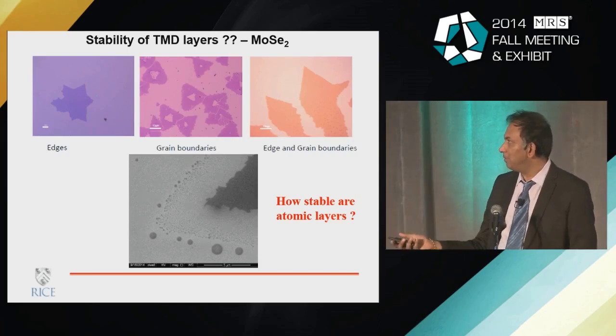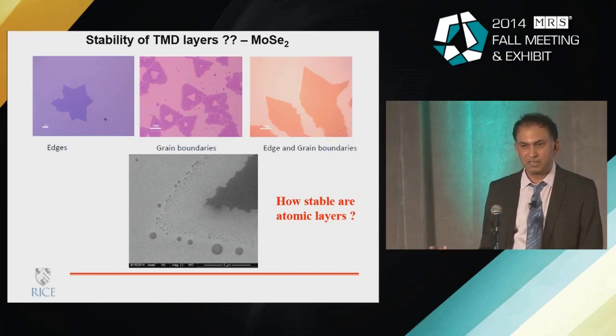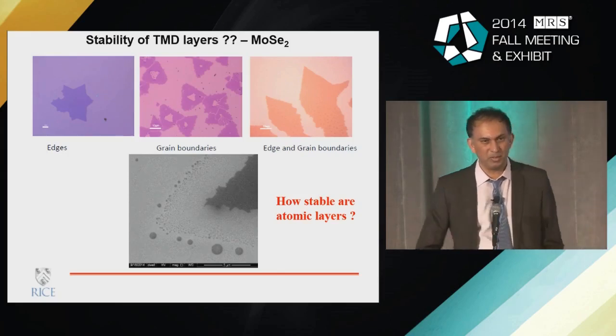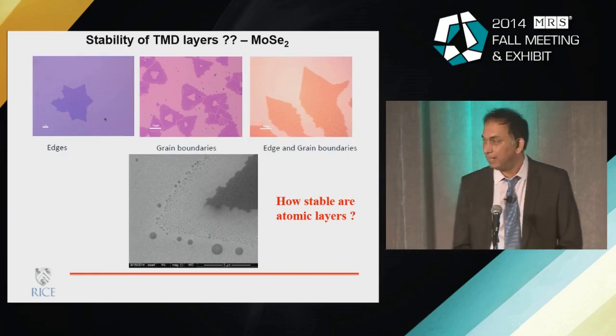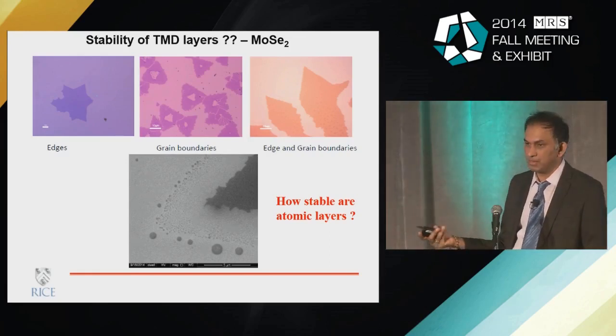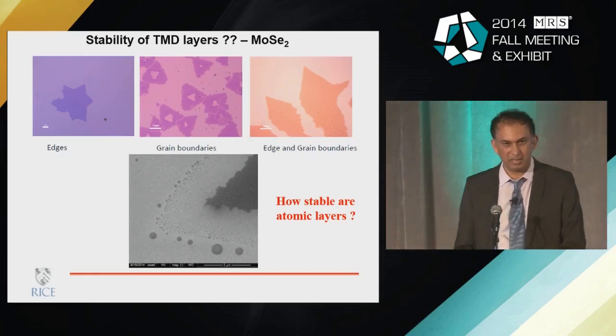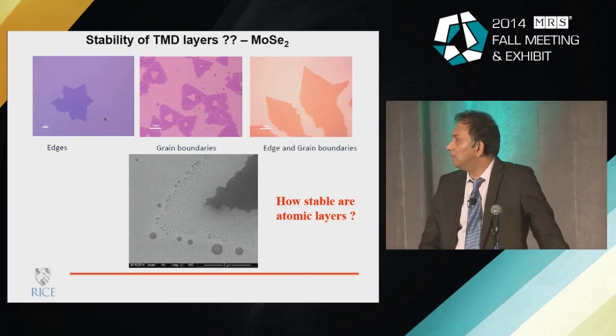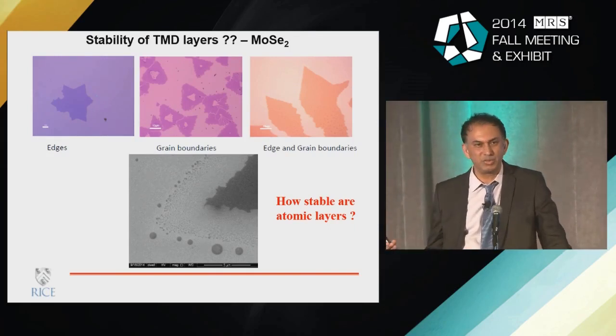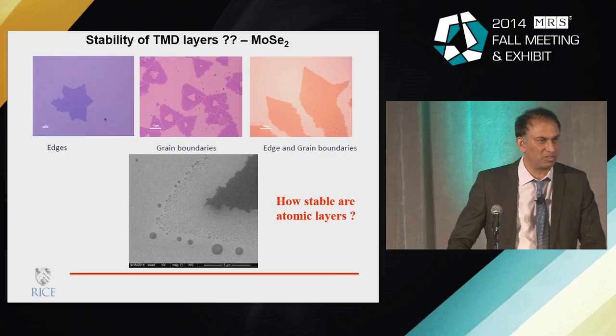This is an interesting example of molybdenum selenide, a monolayer, which we simply expose to air, not doing anything, not even applying temperature, and it simply falls apart. There's some reaction going on between air and the layer. And there are many such issues which we are not addressing in a broader sense.